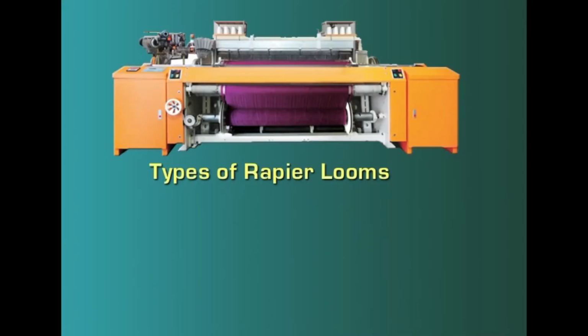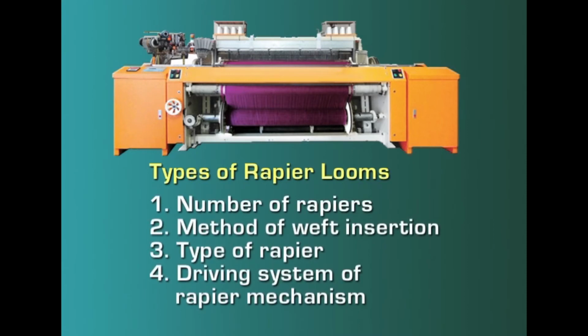What are the different types of rapier looms? Let us have a look. Rapier looms can be classified according to 1. The number of rapiers, 2nd. The method of weft insertion, 3rd is the type of rapier, and 4th is the driving system of the rapier mechanism.